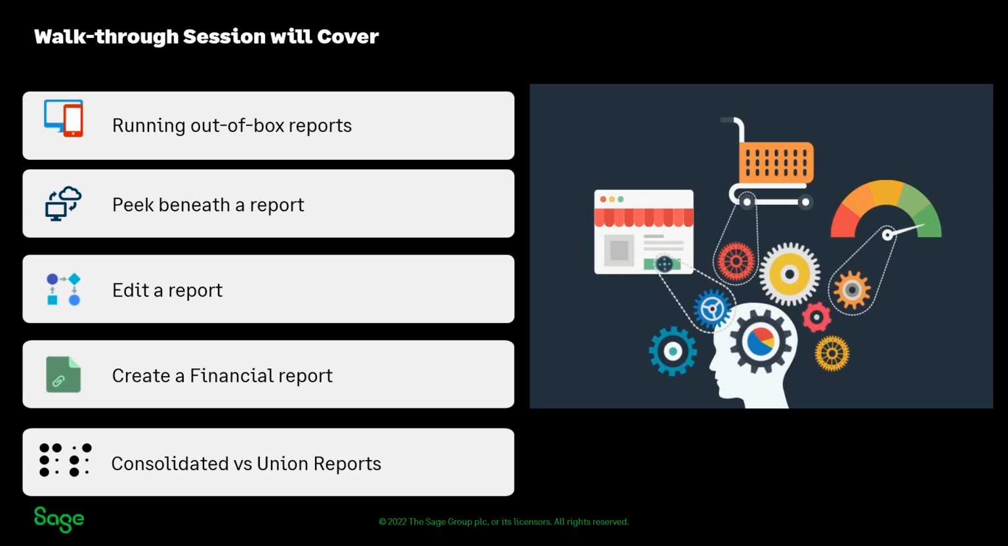All right, with that, this is the list of things that we will be walking through this afternoon, right? This is where we're going to get hands-on with the product and see the product in action for yourself, so you can see how we're going to write out reports. We're going to have a look at what is beneath a report. Maybe it's a bit technical, but I think it's also interesting to know how these reports are connected between your databases and Excel, and how we can edit reports, create a new financial report if necessary, and then talk a little bit about consolidated versus union reports.